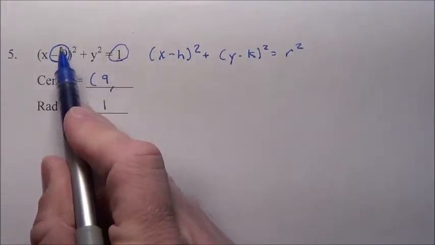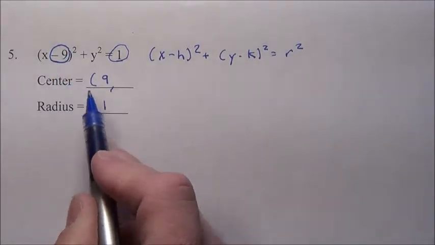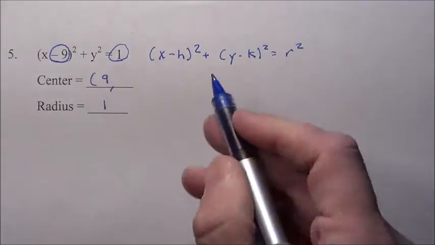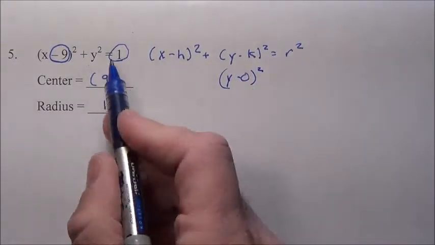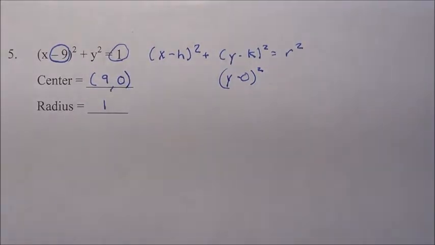But the easiest way that I've found for students is simply, when you look at this, whatever value is there, since it's a negative 9, just write positive 9. Now what about the y? Sometimes people get confused. Well, just notice that's simply y minus 0, squared, which is y squared. There's nothing with it, so it's a 0 there for the center.